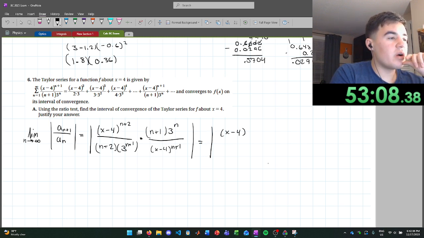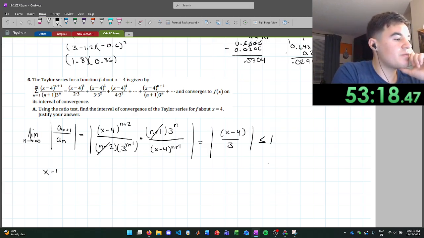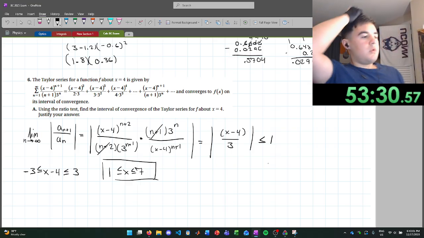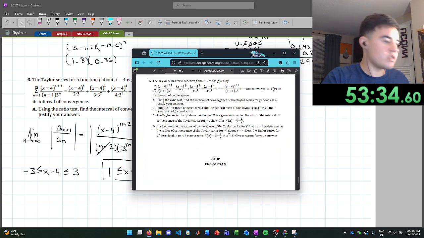The n's go away, because those are polynomials. The 3 to the n and that go away to become just 1 over 3. This is going to be less than or equal to 1. So we get absolute value of x minus 4 is less than or equal to 3, so x minus 4 is between -3 and 3, or x is between, adding 4 to both sides, 1 and 7. Cool. That's the interval of convergence.